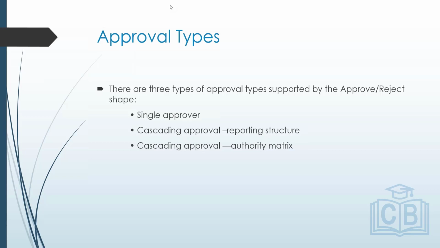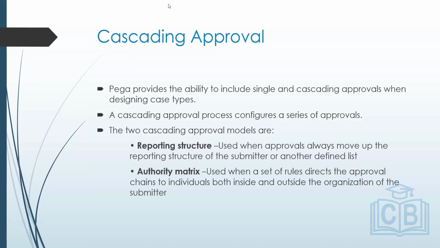So what are these two? Let's see. The reporting structure is something which deals with the operator. On the operator profile, you will decide who this operator reports to, and it goes in the reporting hierarchy.